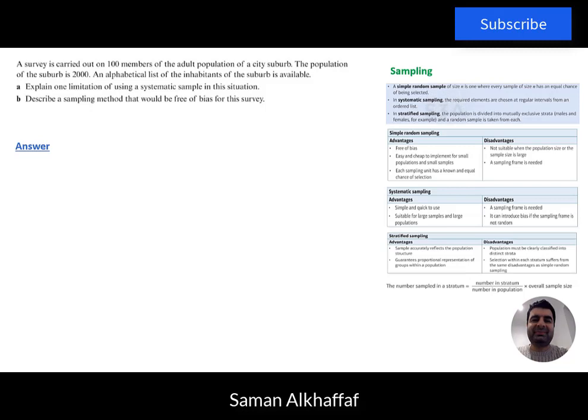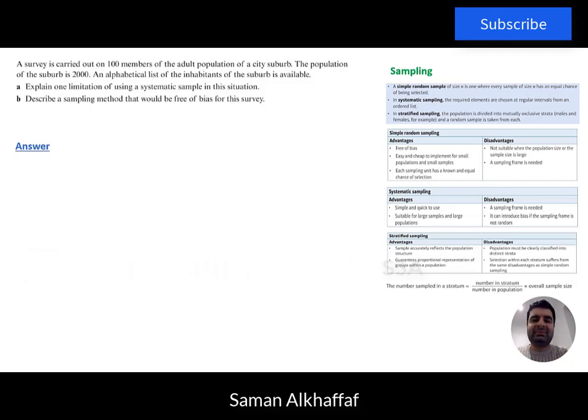In this example, a survey is carried out on 100 members of the adult population of a city suburb. The population of the suburb is 2,000. An alphabetical list of the inhabitants of the suburb is available. Now, in part A, we need to explain one limitation of using a systematic sample in this situation.